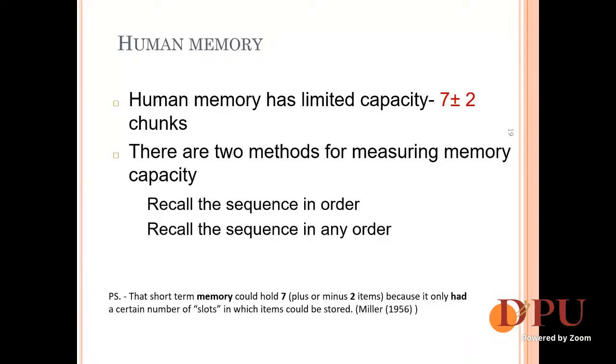And there are two methods to memorize something. One is called recall the sequence in order. One is called recall the sequence in any order. So if there are tables, you are trying to talk about table 2 or table 3, you are trying to recall a sequence in order. But once there is a phone number, a mobile number, it's not in sequence. So you need to come up with some pattern.